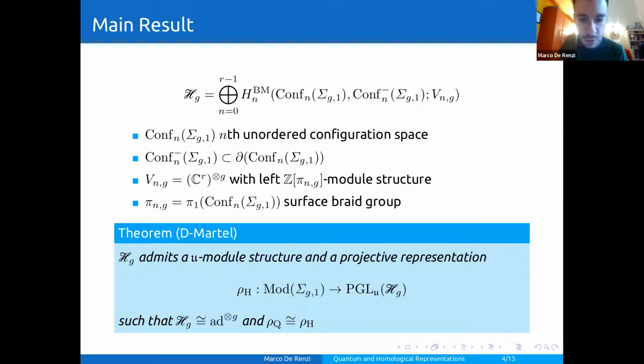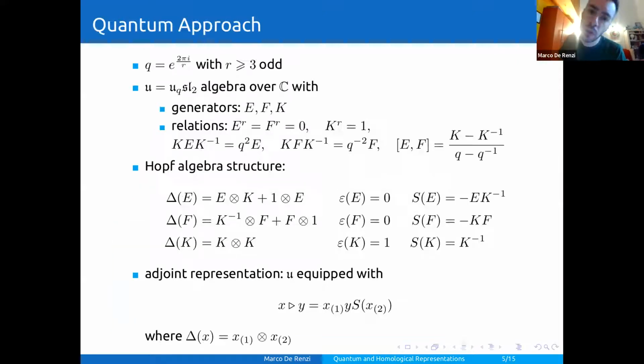Right, so thank you for this question. And okay, I will start by giving some details and some definitions on the quantum side. And I will recall just that Q is a root of unity of order R. So it's in particular e to the 2 pi i over R. And again, R here is an odd integer, at least 3.